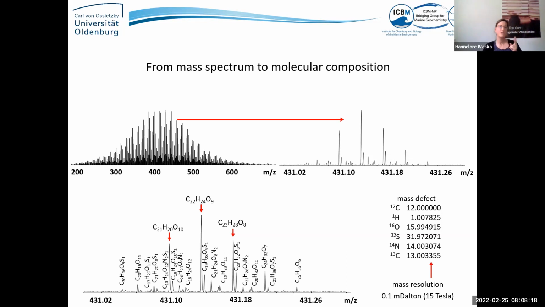So we can get two types of information out of this. We can get the sum formula that contains the elements. It contains also a stoichiometry, so how much of each element is in there. And we also have the relative intensity of each of these masses. And these two types of information together provide us with a so-called molecular fingerprint that is very specific for each sample. Good.